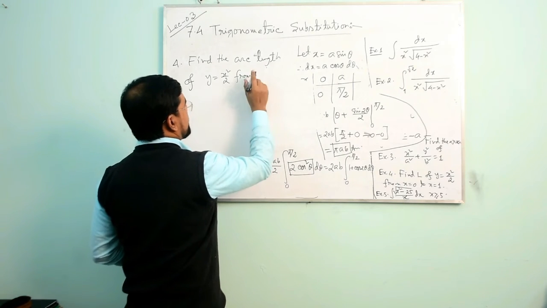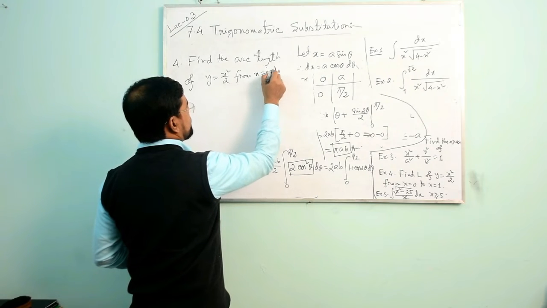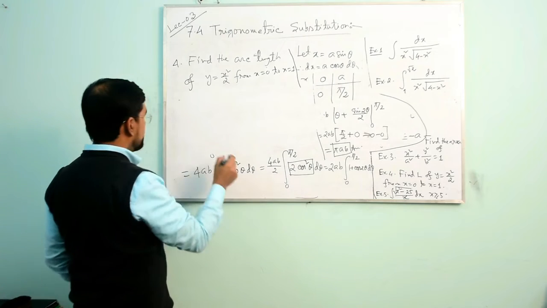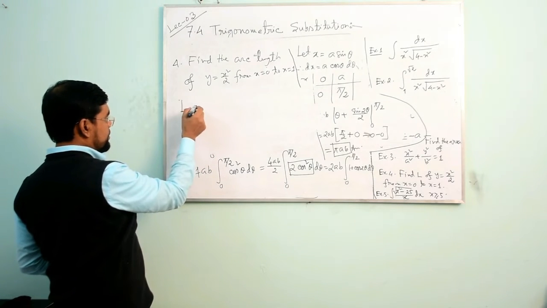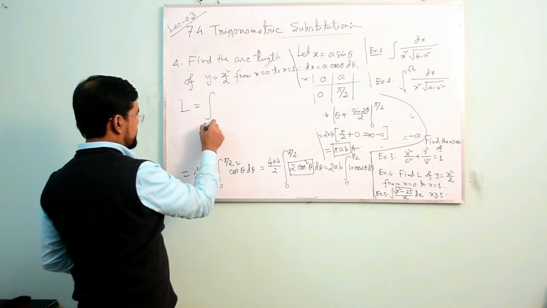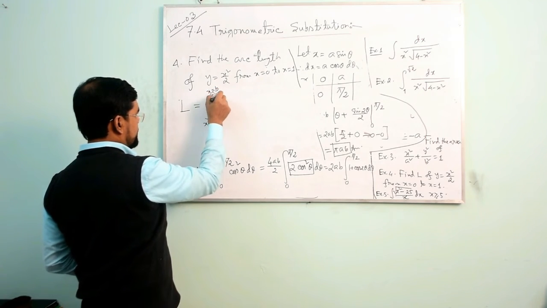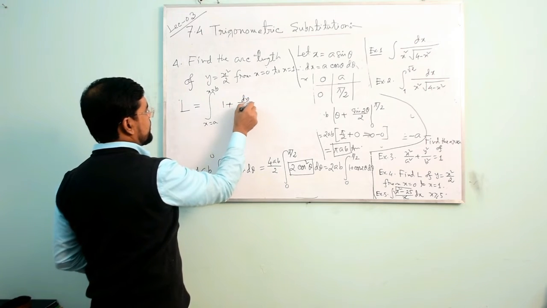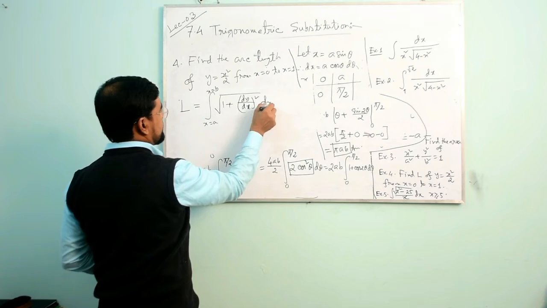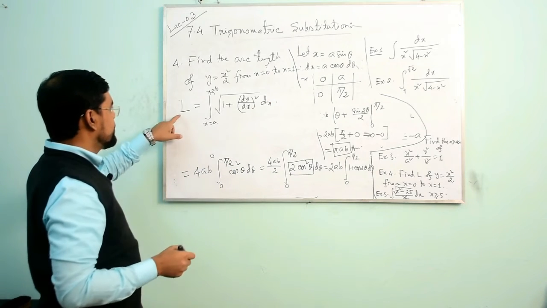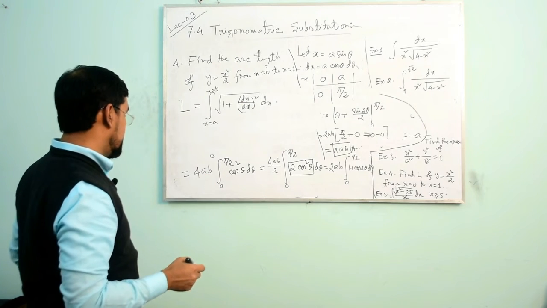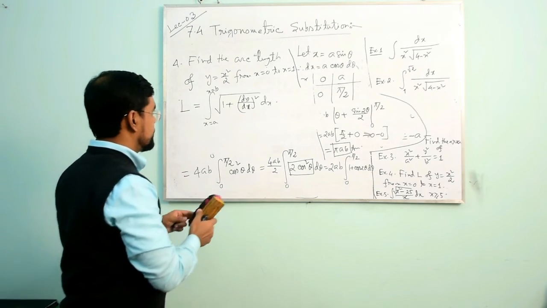Let's say from x equal 0 to x equal 1. Here we need to use the formula of arc length, which is L equal to the integral from x equal a to x equal b of the square root of 1 plus (dy/dx) whole squared dx. We know this formula calculates the arc length of a curve y equal f(x).